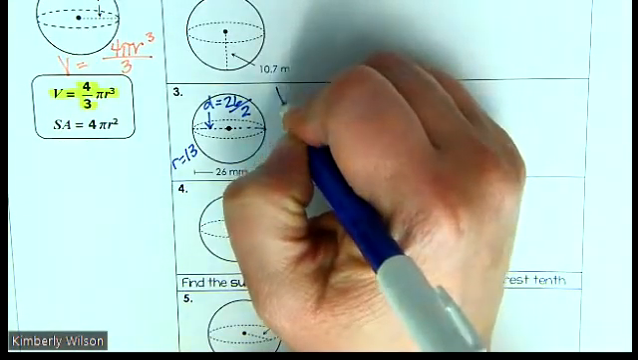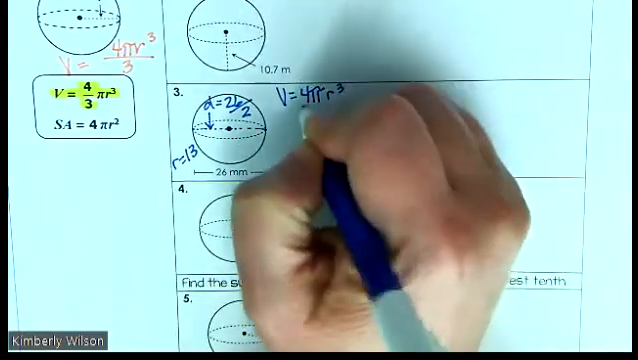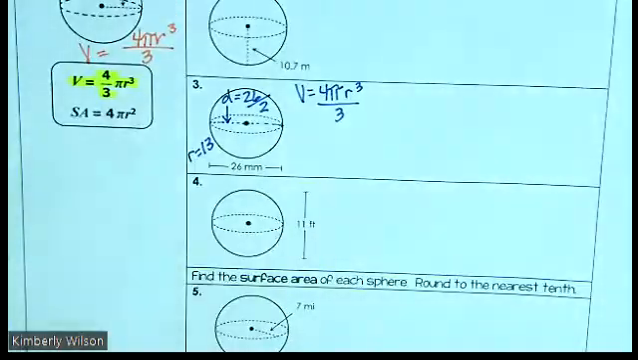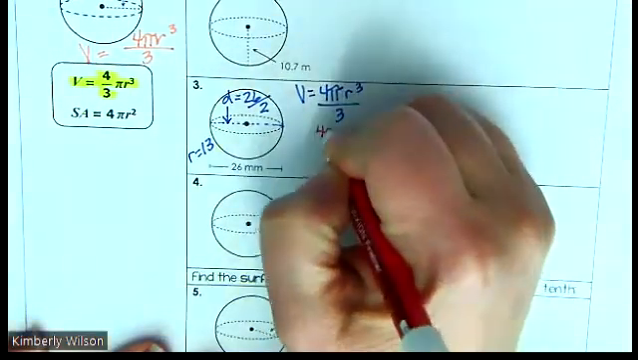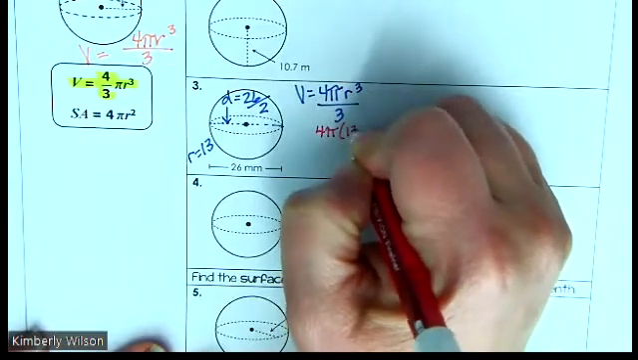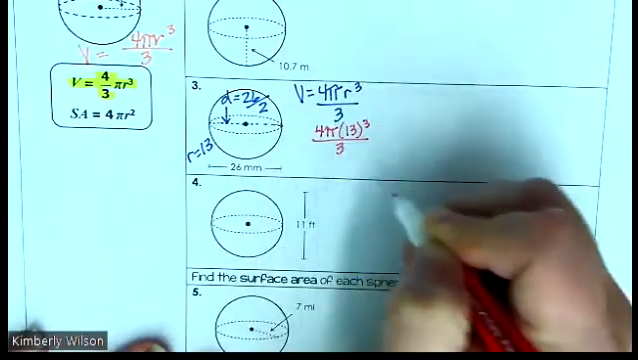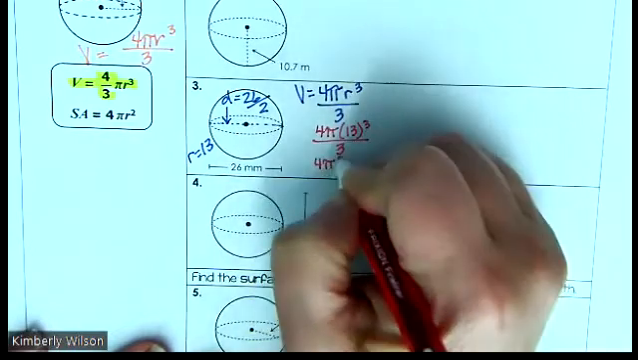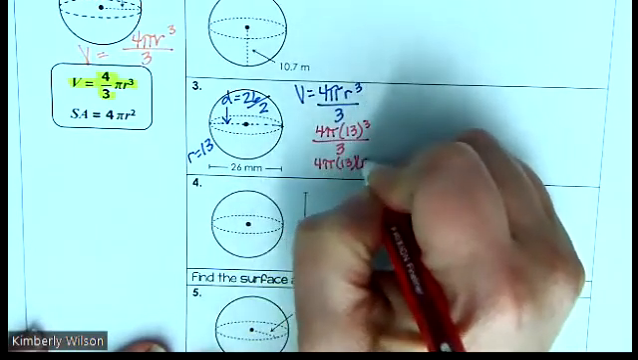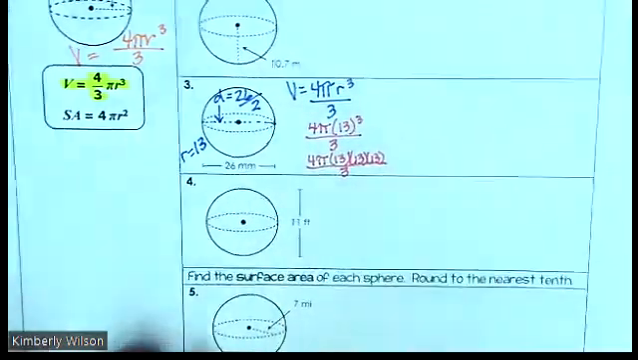Now I write my formula. V equals 4 pi r to the third, all divided by 3. Now we plug and chug, is what I call it. We plug in the numbers and start simplifying. So I have 4 pi times 13 cubed all over 3, which means I'm doing 4 pi times 13 times 13 times 13, all divided by 3.